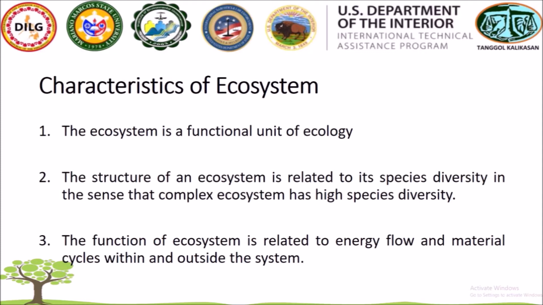The characteristics of an ecosystem. The ecosystem is a functional unit of ecology because it is the smallest and basic unit of nature, which is independent and self-sustaining due to various interactions between the non-living and living components and the different organisms among themselves. The structure of an ecosystem is related to its species diversity, in the sense that a complex ecosystem has high species diversity, because a pristine ecosystem has more species thriving in it. Once an ecosystem is altered or destroyed by humans, the species diversity will also decrease because some organisms cannot adapt to the changes in their habitat.